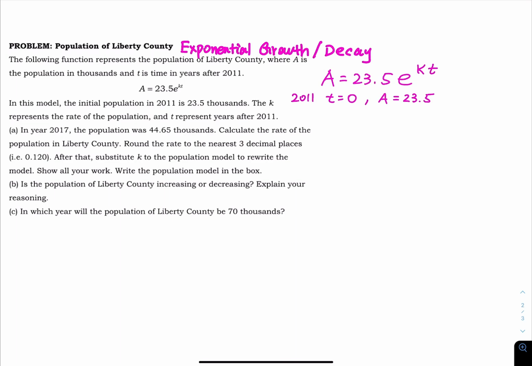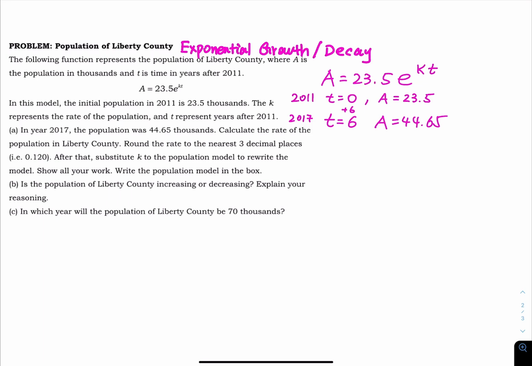And then in part A, in 2017, the population was that. Calculate the rate. So from 2011 to 2017, you have to add 6 years, so that is t equals 6. And at that time, A equals 44.65. The initial population and this are in thousands, so we will just work with these numbers. We don't have to multiply by 1,000, so we don't have to carry too many digits in our calculation.